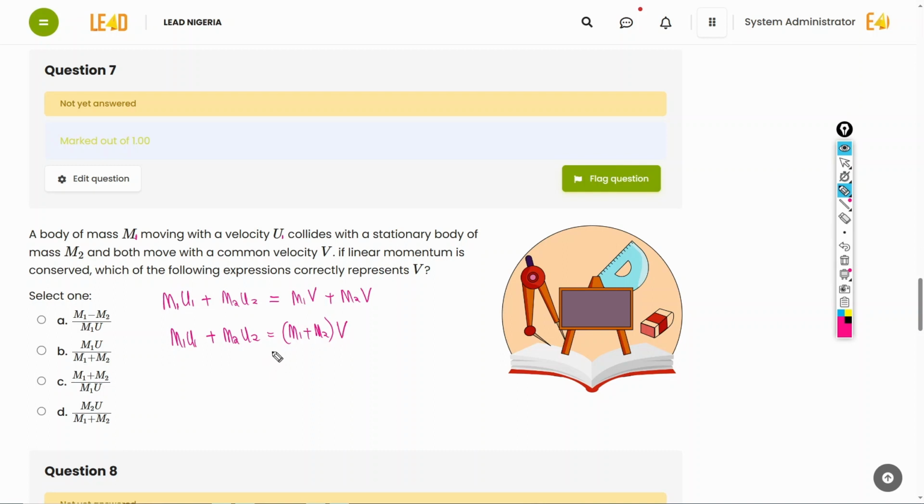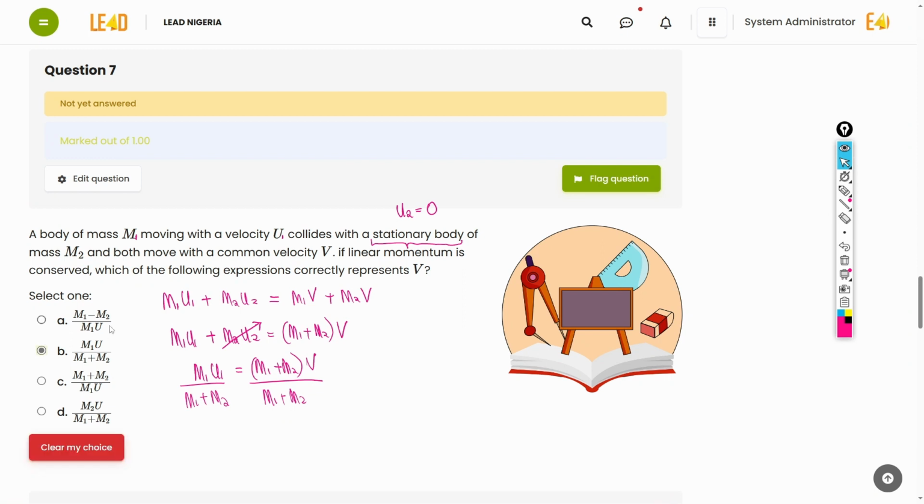All right, what else do we have to simplify this? We are told that the second body is stationary initially. And if it's stationary, that means that the initial velocity is 0. So we can deduce that u2 is equal to 0. All right, so this will just mean m1u1, because all of this becomes 0, right? Because 0 times m2 is 0, is equal to m1 plus m2 times v. And at this point, you can just divide both sides by m1 plus m2. All right, so that gives us the answer B, right? v is equal to m1u1 over m1 plus m2.